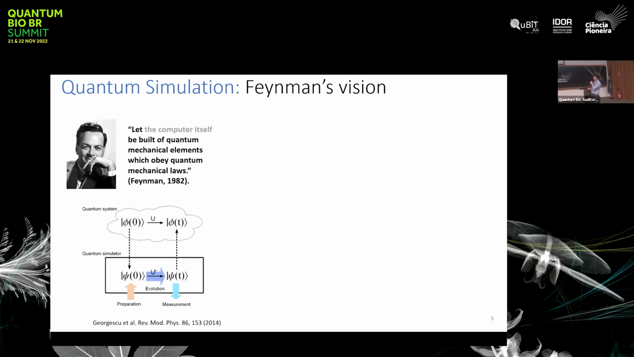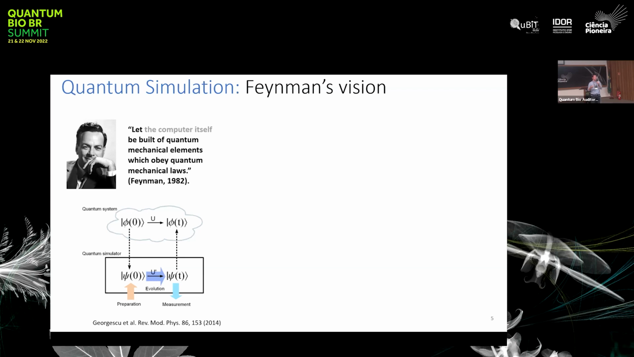Now, as a first type of application, I would like to talk about the original idea that was put forward by a very famous physicist, Richard Feynman, back in the 80s, which is the idea of quantum simulation. So the basic idea of quantum simulation is to map a complicated quantum mechanical problem onto another tunable and controllable quantum mechanical problem that can be realized in the lab.